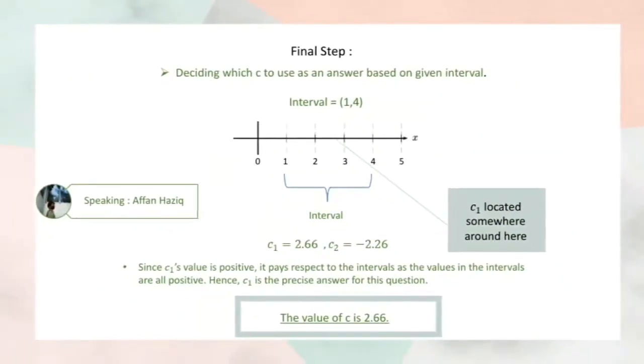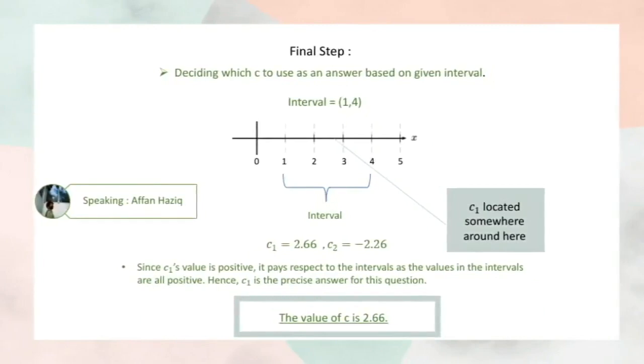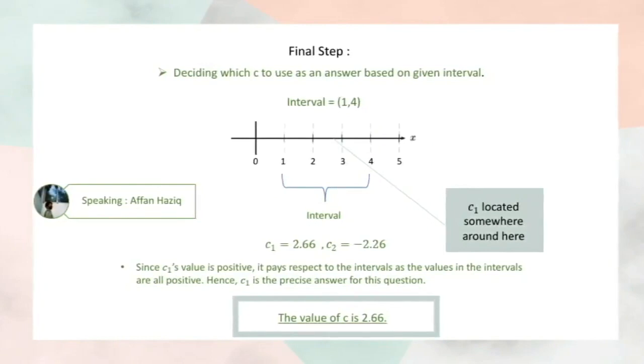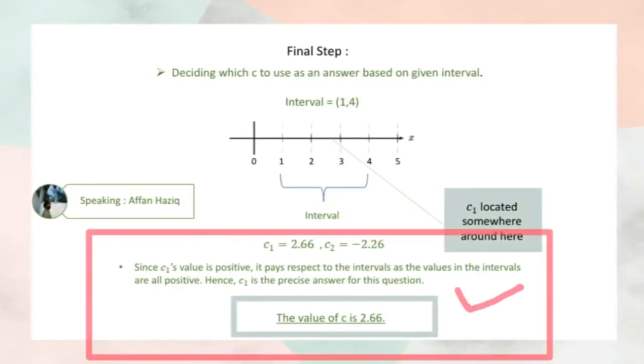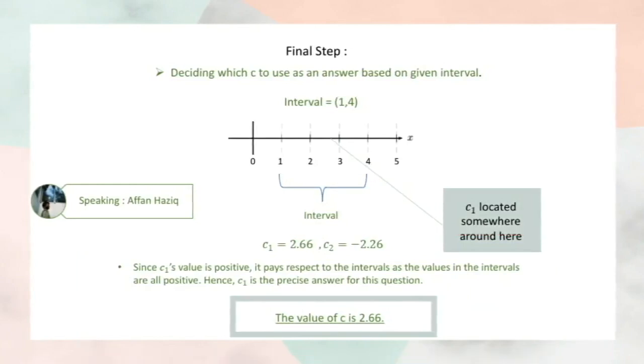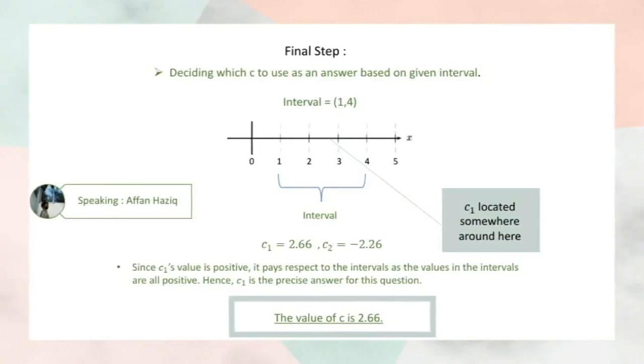From the values of c that we have got, one number is positive and one number is negative. So it is obvious that the c with the positive value is the right answer. Hence, 2.66 is the answer for this question. So the value of c for this question is 2.66.